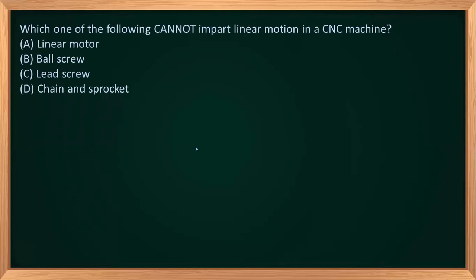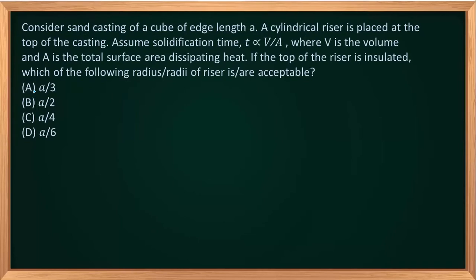Also, the efficiency and the power requirement, and the load which can be taken by the chain and sprocket mechanism, are also limited. So we will not use the chain and sprocket mechanism in CNC machines, and we have not seen that, right? So D will be the answer because it is asking which is not used for this. So chain and sprocket will be the answer. The other 3 can be used in a CNC machine.